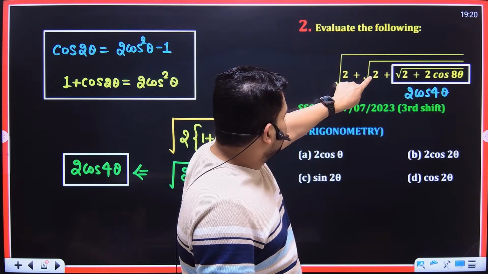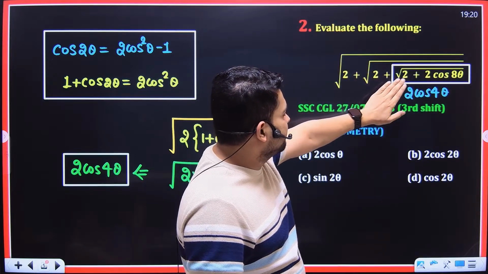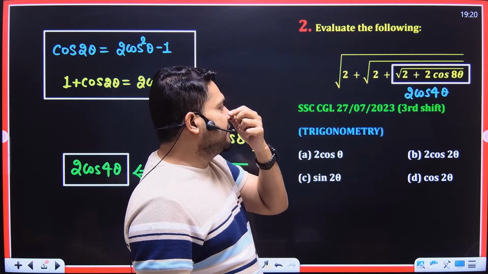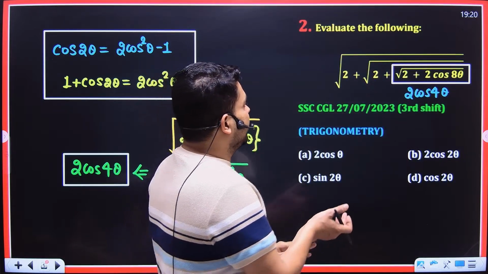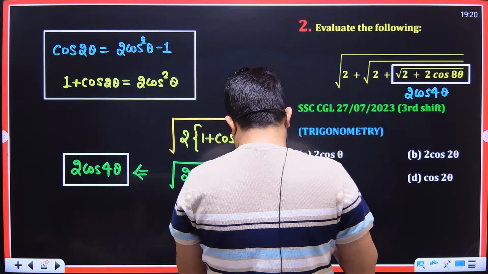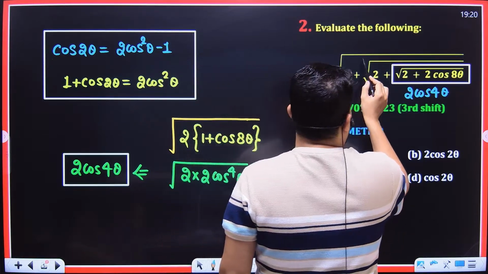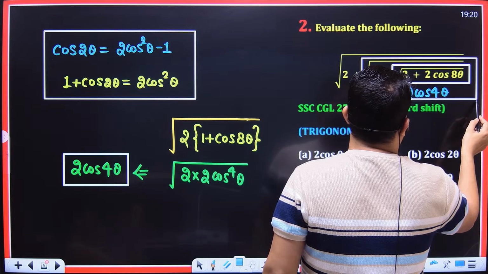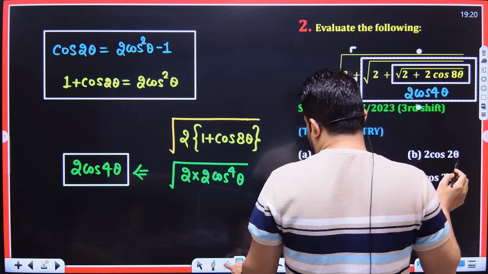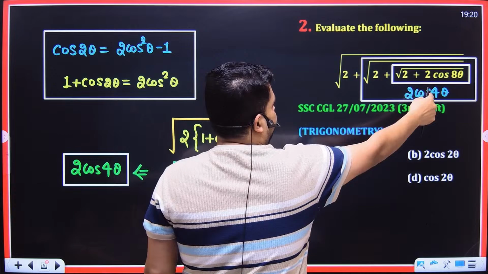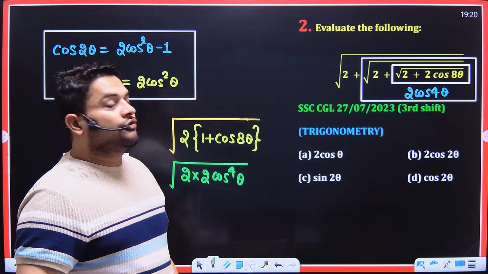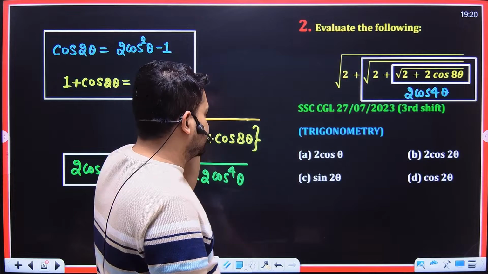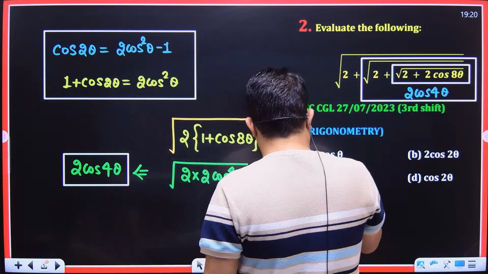If I take 2 common from this, then again I have 1 plus cos 4 theta, and it will become 2 cos square 2 theta. Then again I have 2 cos 2 theta. If I solve this square root, then I have half of this one, that would be 2 cos 2 theta. And if I solve the whole, then I have 2 cos theta. 2 cos theta, that is option number A.